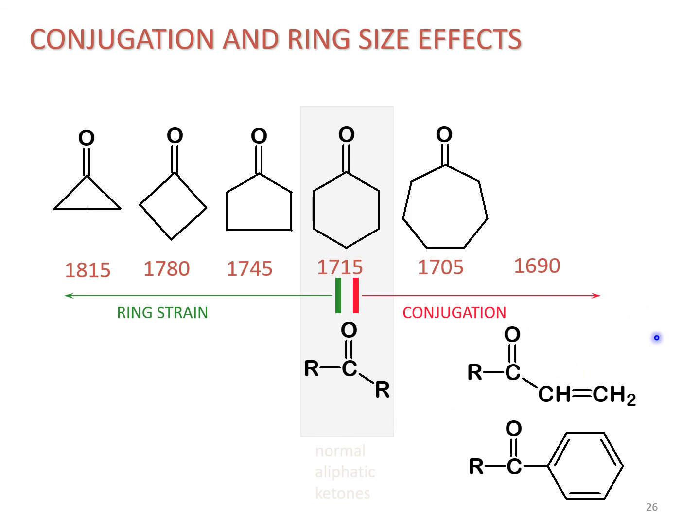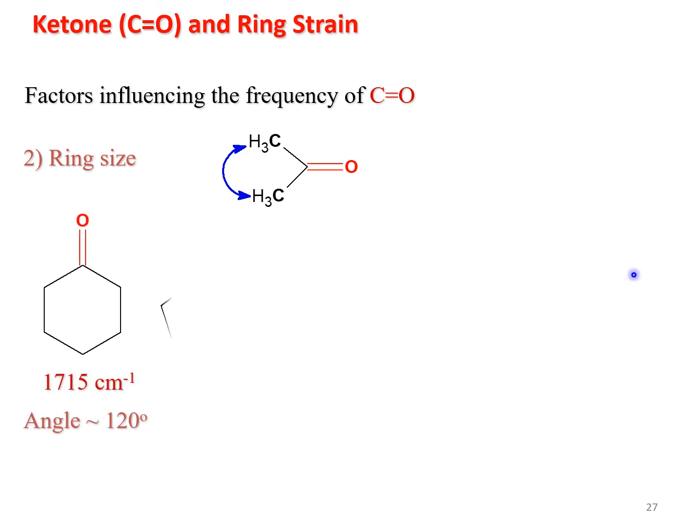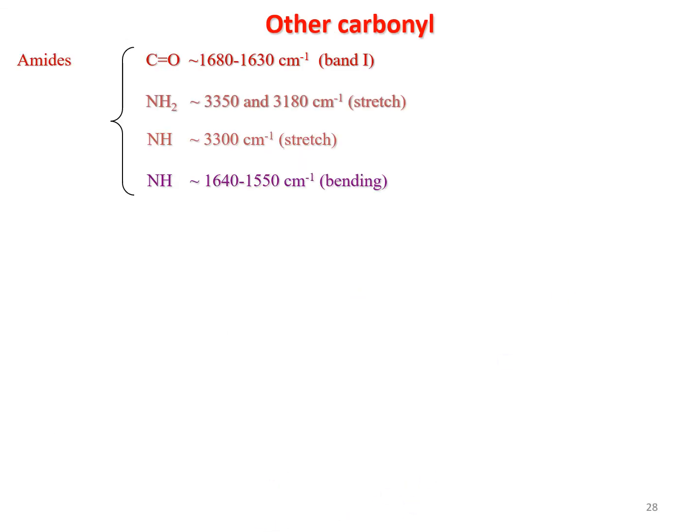So how that is going to affect the bond strength and increase or decrease the frequency of the C=O. Factors influencing the C=O: that's the ring size that we just discussed over here. The 6-membered, 5-membered, and 4-membered ring: 1715 to 1775. That is the keto group, C=O group frequency. Because the bond angle is going to decrease, from left to right the frequency is going to increase, and with the ring strain there's a higher frequency for the C=O. We just discussed that one.